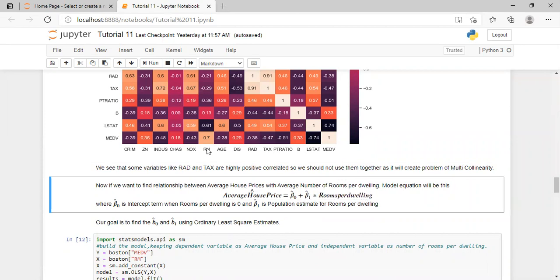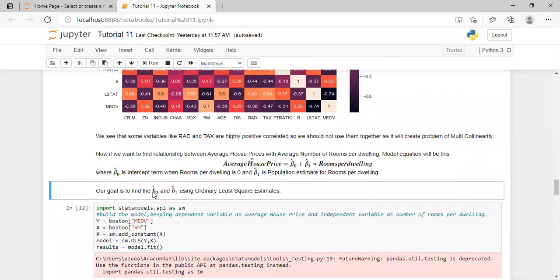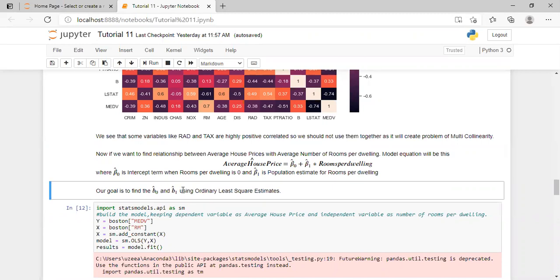So RM, the rooms per dwelling, means the number of rooms per house. Beta naught is the intercept term, and beta 1 is the population estimate for the rooms per dwelling, and we want to estimate these two values through the regression. Next we try to find the values of beta naught and beta 1, but I am using small b, because these are the population estimates and these are the sample estimates.